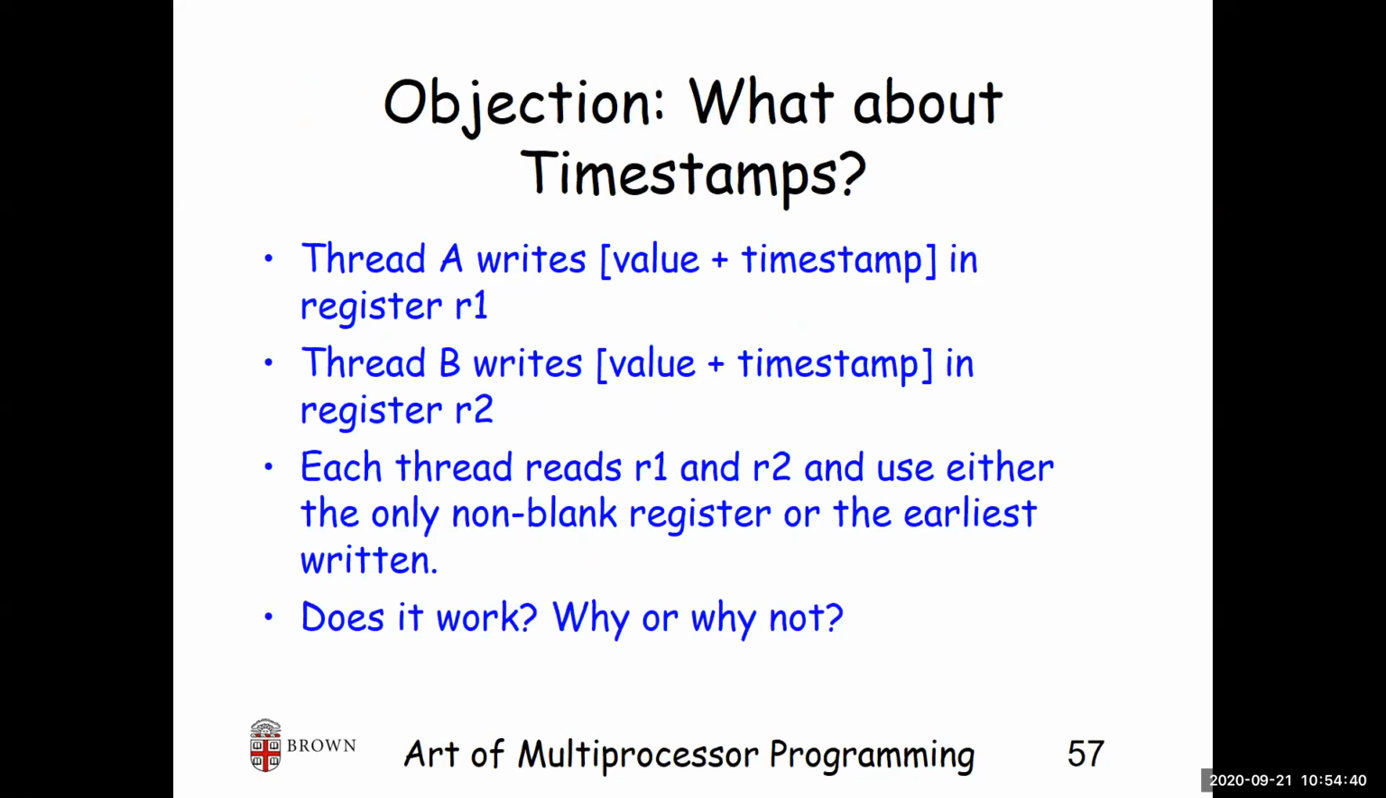So here's a question for you, and I need you to put on your thinking caps, all right? Thread A writes a value plus a timestamp in register R1, and thread B writes a value plus a timestamp in register R2. And each thread reads R1 and R2, and they use either the only non-blank register or the earliest one that's written. Does that work or does it not work? I want to leave you to ponder that one. And if you think of anything, I want you to speak up.